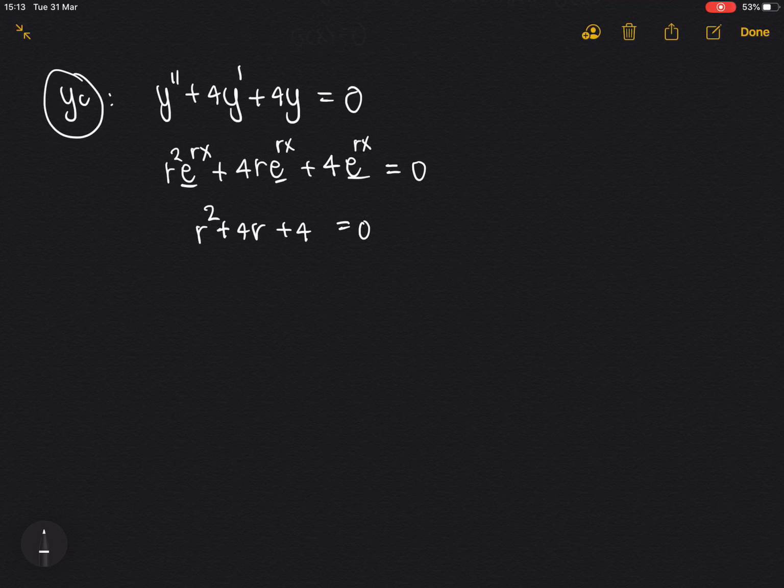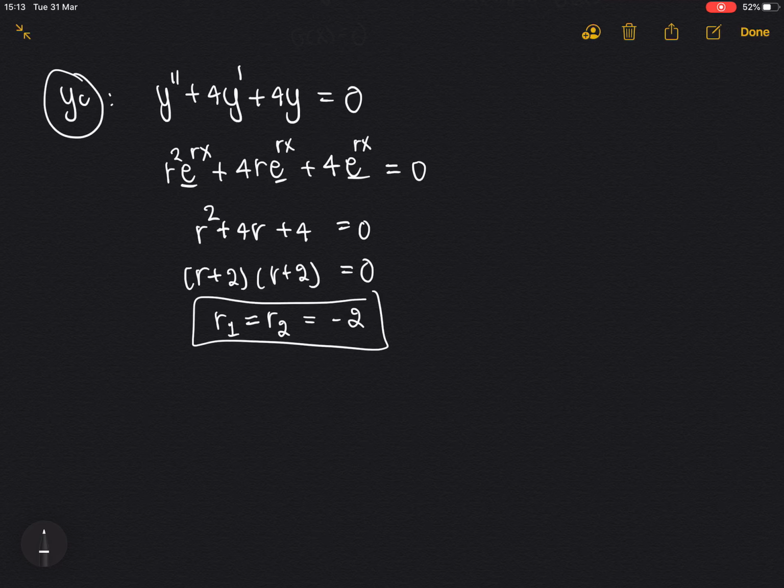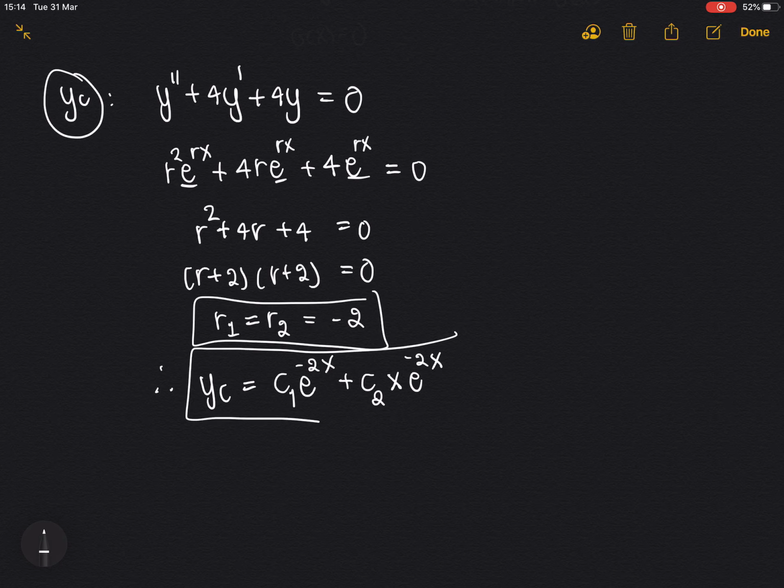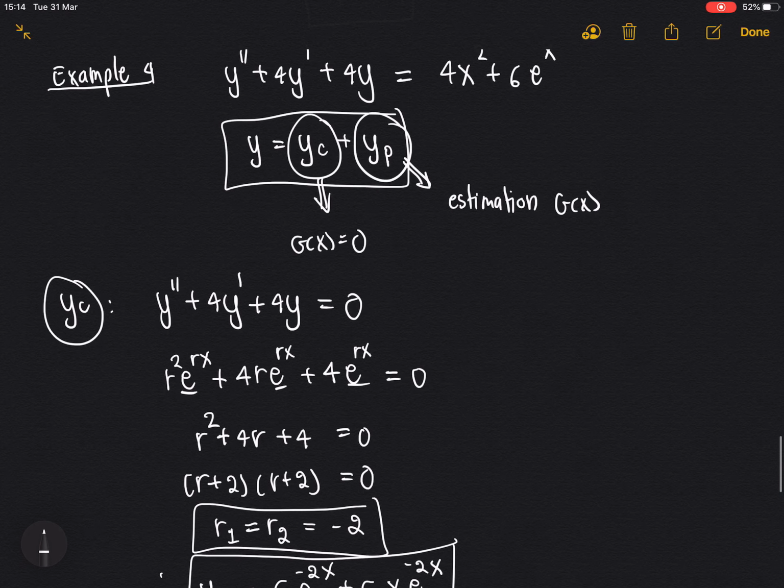So next step, you have to find the roots for r, similar to what we did in example number 3. So in this case, we have two repeated roots, which is minus 2. Therefore, we can summarize that our r1 is equivalent to r2, and that is equivalent to minus 2. So if that is the case, your yc is equivalent to c1 multiplied with the exponential of minus 2x plus c2x multiplied with the exponential of minus 2x. So that's it, your yc, right? So we are done with this yc.